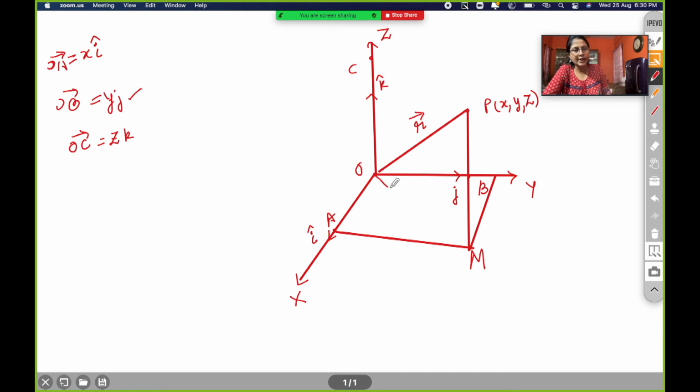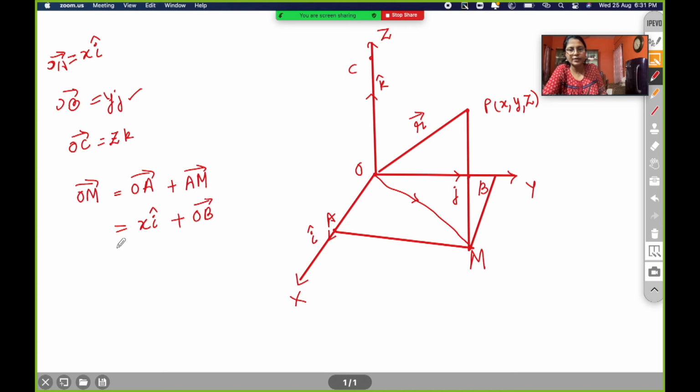Now let me join the diagonal also here, OM. If I join OM, then what is OM equal to? Vector OM will be equal to vector OA plus vector AM. Vector OA I have already written earlier, it is equal to xi. Vector AM equals vector OB, and OB is equal to yj. By triangle law of vectors, we have this in triangle OAM.